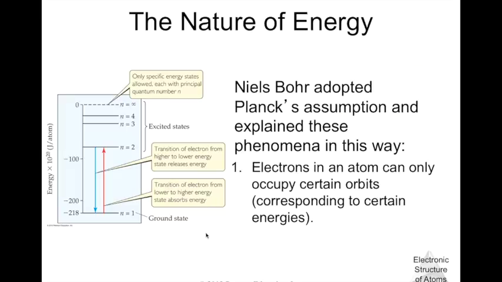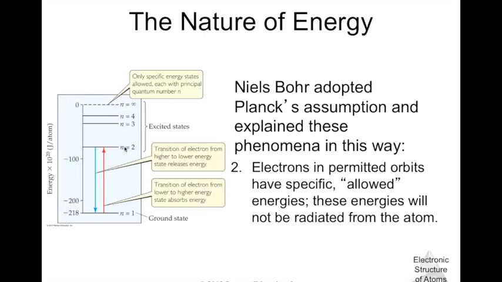And so Niels Bohr used Planck's assumptions, and Einstein's as well, and kind of explained the phenomena in this way. Basically, electrons in an atom can only occupy certain orbits, or orbitals, corresponding to certain energy levels. So if this is your ground state here, the normal state, then you can increase energy, and there's different levels, different orbits.